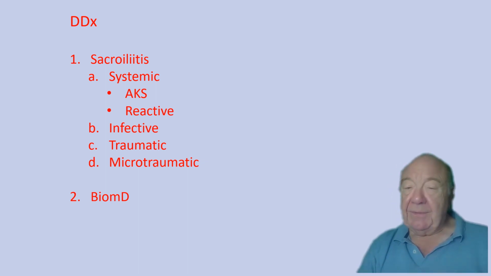And then the one for us that's going to come up most commonly is a biomechanical dysfunction, which is not going to be inflammatory, so you're not going to have the elements of inflammation present when you're looking at this, and it's going to have the typical illness script or essential illness script of a biomechanical dysfunction. And we'll talk about differentiating that from a lumbar problem later on.